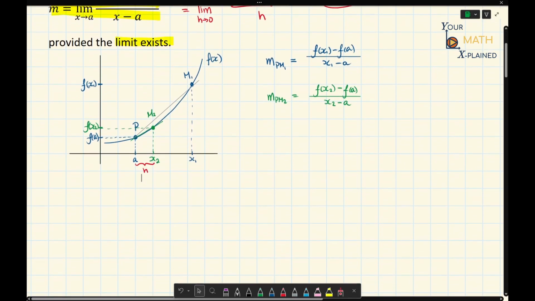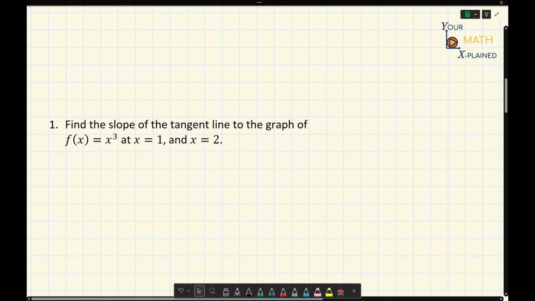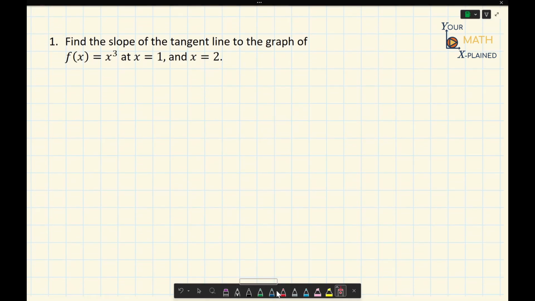And now let's take a look at how we can use this definition in an example. We want to find the slope of the tangent line to the graph of f of x is equal to x cubed at x is equal to 1 and x is equal to 2. So let's go ahead and write down the two formulas. The first one was we have m is equal to the limit as x approaches a of f of x minus f of a over x minus a.